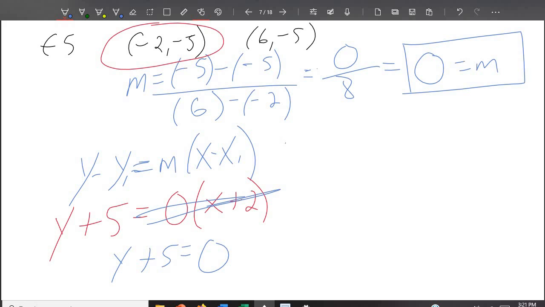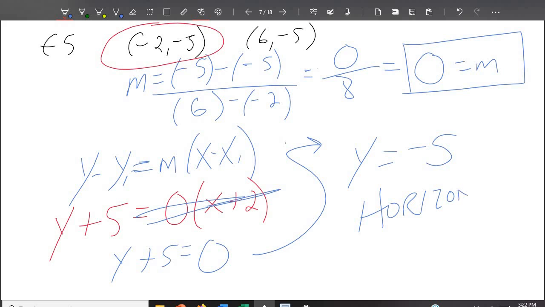Now it's still not in the right form. We've got to solve for y. So we've got to move the 5 over and it becomes negative. This is a horizontal line. I'll show you how to graph those in just a few minutes. So the x, everything involving the x and the constant canceled out, and we're left with just 0. So y is equal to negative 5.